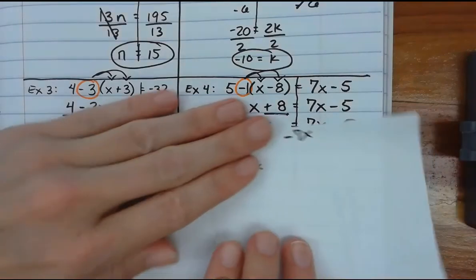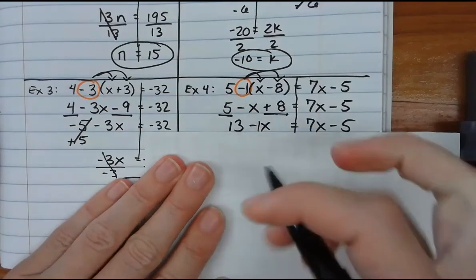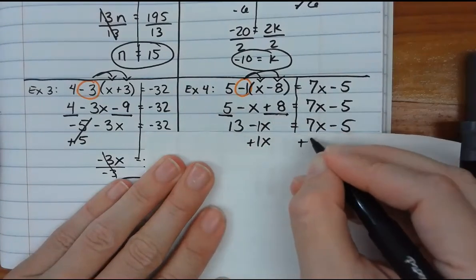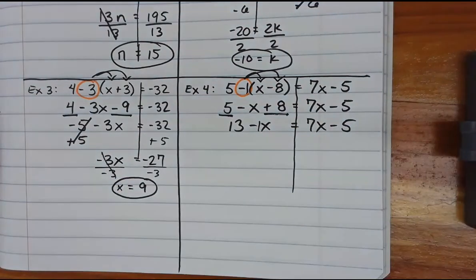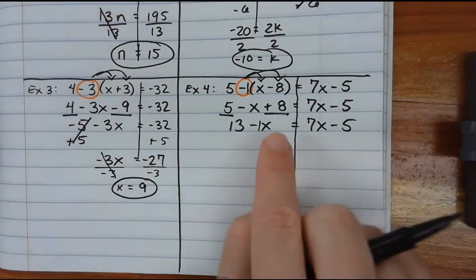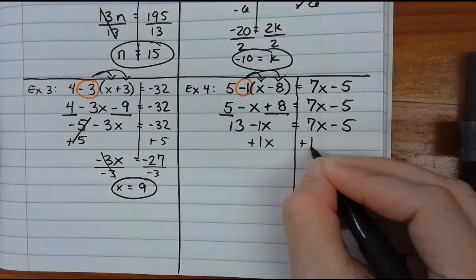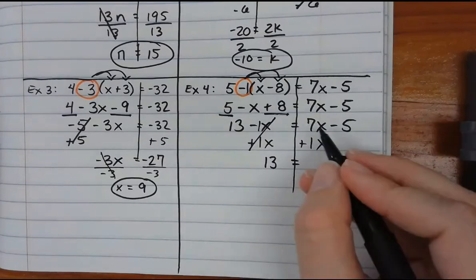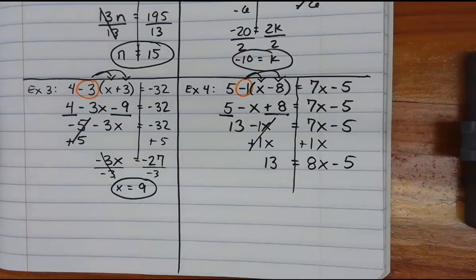This would cancel. Or it does not matter if you instead want to bring this x over here, in which case you would add 1x to this side, thus canceling this, and you'd add 1x to this side and end up with 8. Now, I tend to like positive numbers, so I'm actually going to do this method, and I'm going to bring the x over here. But again, bringing the variable to one side, it doesn't matter which side, as long as we no longer have x's on both sides. So I'm going to add 1x just to keep everything positive. That's going to cancel. I'm going to be left with 13 on this side. 7x plus 1x gives me 8x minus 5.